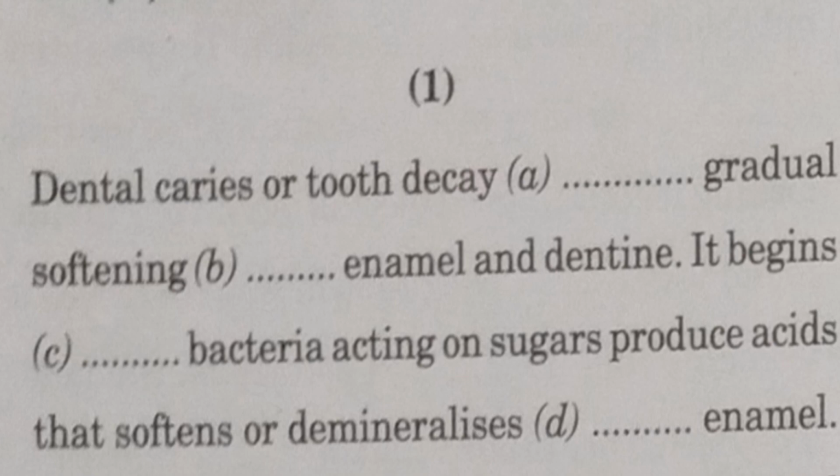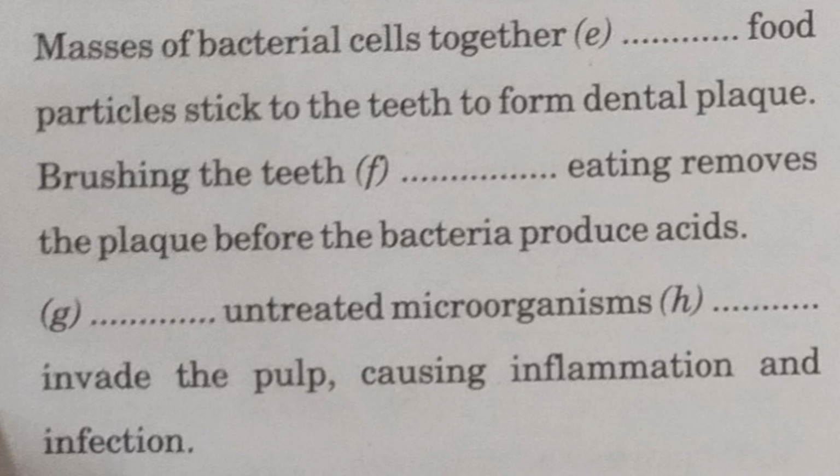Dental caries or tooth decay causes gradual softening of enamel and dentine. It begins when bacteria acting on sugars produce acids that soften or demineralize the enamel. Masses of bacterial cells together with food particles stick to the teeth to form dental plaque. Brushing the teeth after eating removes the plaque before the bacteria produce acids. If untreated, microorganisms may invade the pulp causing inflammation and infection.